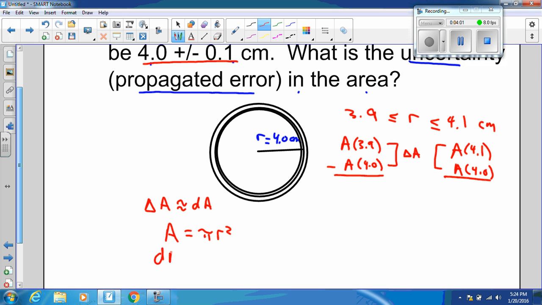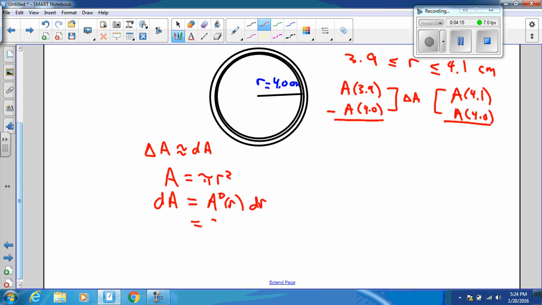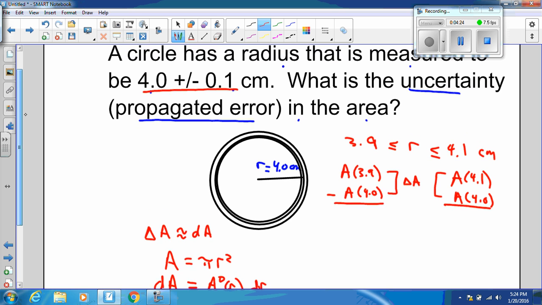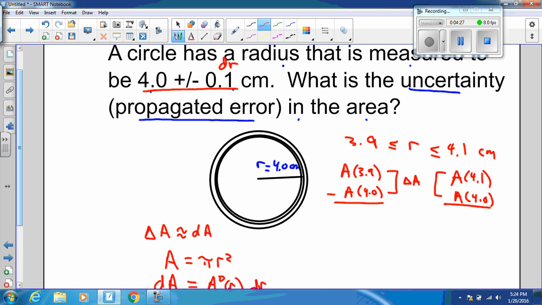So since the area is equal to pi r squared, then the differential change in area is equal to the derivative, let me write it out explicitly, A prime of r times the change in the radius dr, which is going to be equal to 2 pi r times dr. And now in previous problems, the dr was the change in the radius. Here, we're going to think of dr as the uncertainty in the radius. In other words, if the radius is 4.0 and it's uncertain by plus or minus 0.1, then my radius could change on me by plus or minus 0.1.